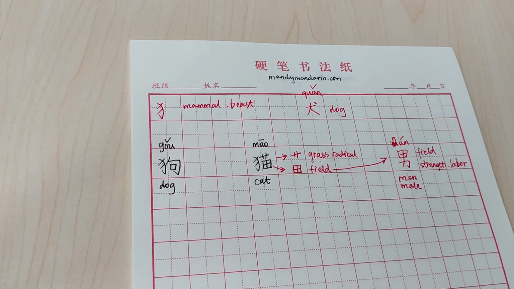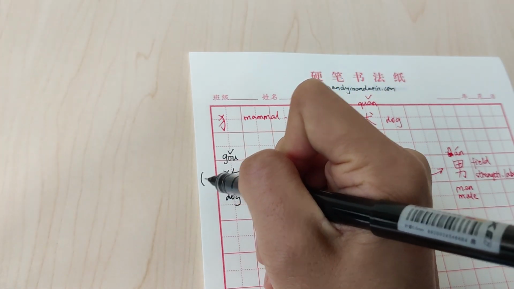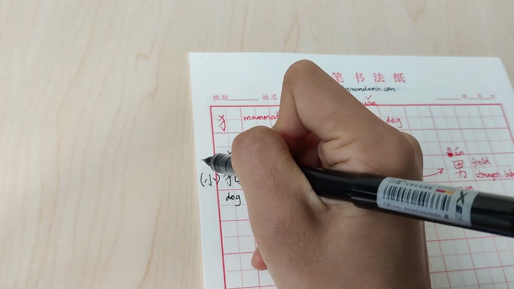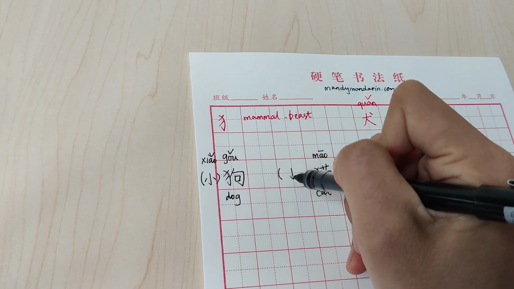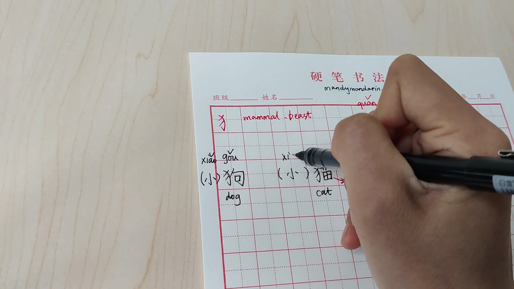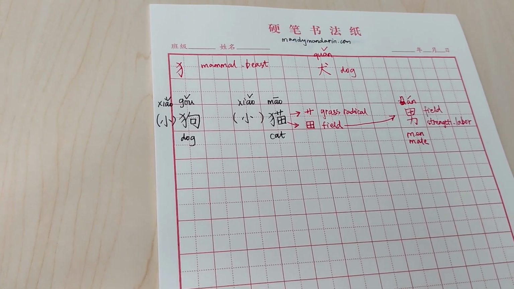In English, there is a special name for the young little animal. For example, dog, puppy; cat, kitten. But in Chinese, we don't have a very special name for the young little animals. We just put the 小 before it. So that would be 小狗, and the kitten is just 小猫. That's it.